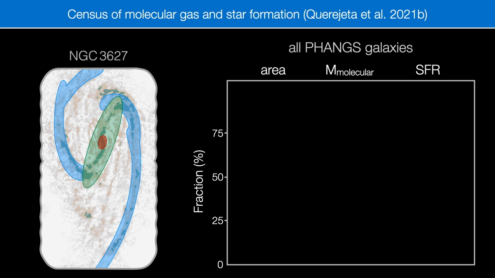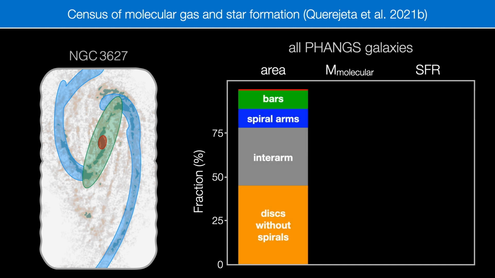Using these environmental masks for PHANGS, we have carried out a census of the distribution of gas and star formation across these different environments. The first column here shows the distribution in terms of area. For example, in this galaxy, the red part would count as center, the remaining green footprint would count as bar, the blue part would correspond to spiral arms, and the rest to interarm.